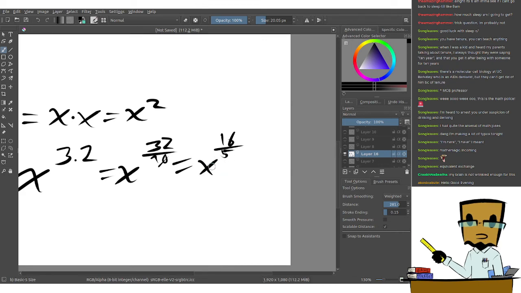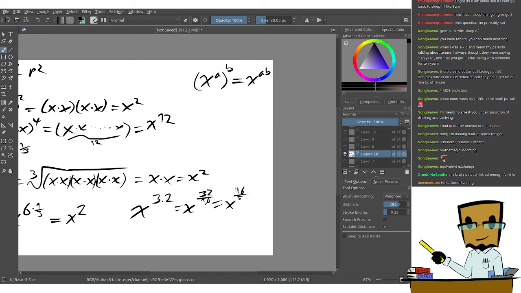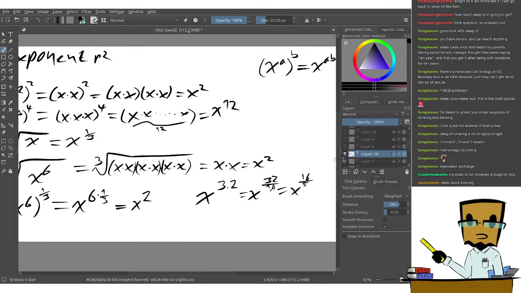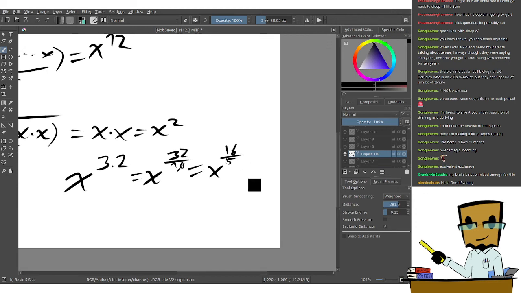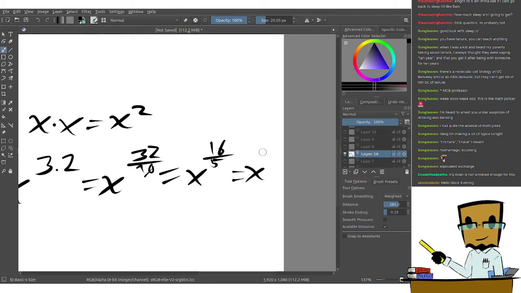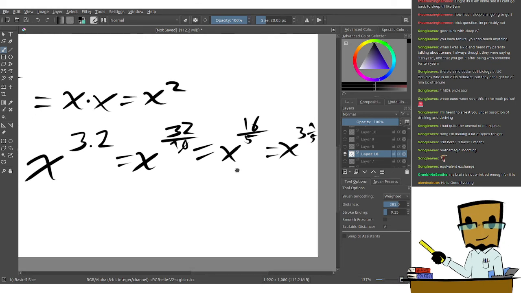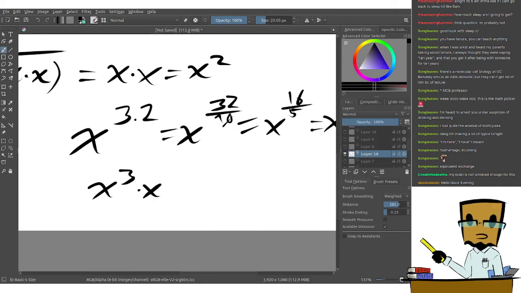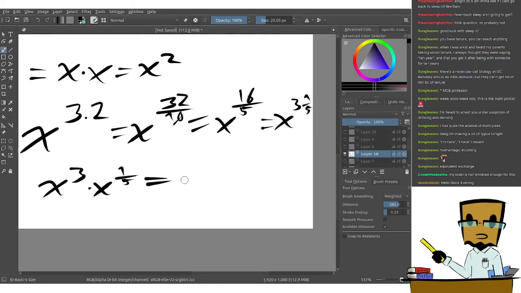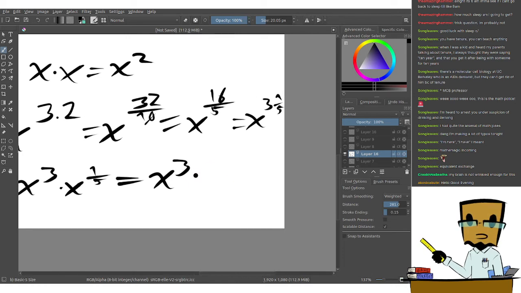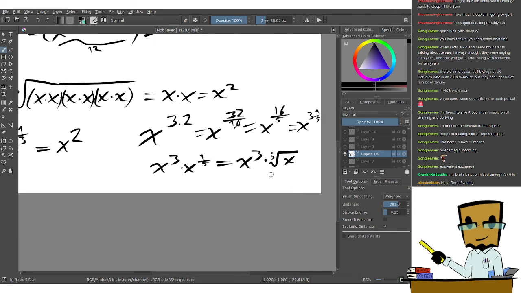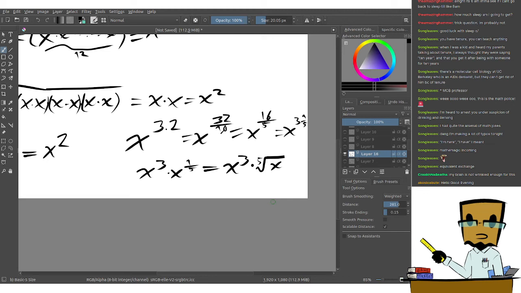X to the power of 16 over 5. Well, we did learn how to do addition, which is just multiplying. So we could also write this as x to the power of 3 and 1 fifth. So it's x to the power of 3 times x to the power of 1 over 5, which is also equal to x to the power of 3 times the fifth root of x. There you go. That's how you'd end up doing that.